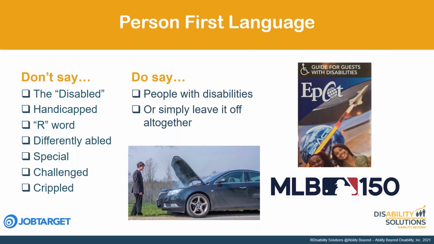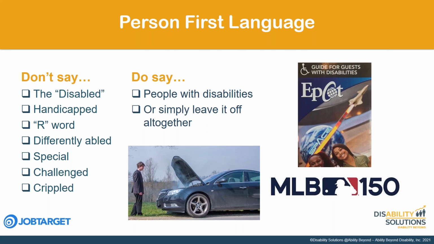So often we hear the disabled, the handicapped, the cringeworthy R word still heard out there. Differently abled, special people, challenged people, crippled people. All these words we believe have a bit of a negative label associated with them. When you say there's a disabled car on the side of the highway, it means that car doesn't work or it's not functioning properly. So when it comes to especially employment, calling a person disabled is kind of the same thing. It doesn't work, it's not functioning properly.